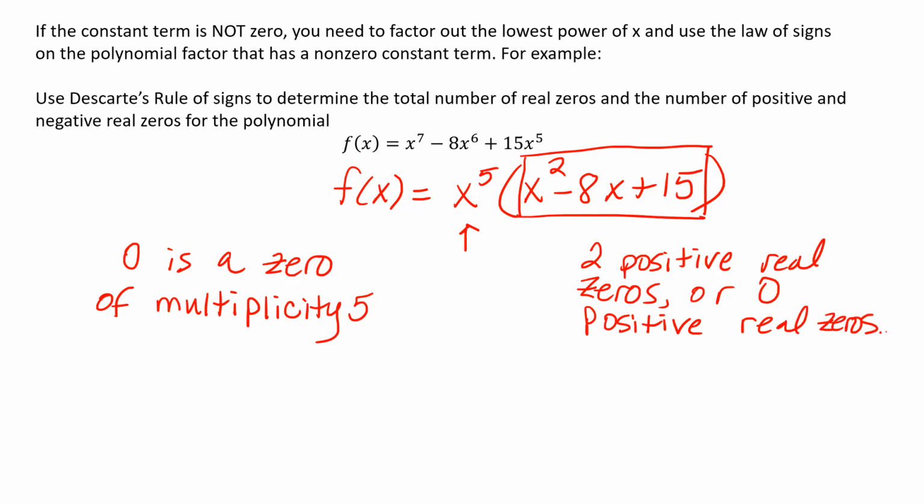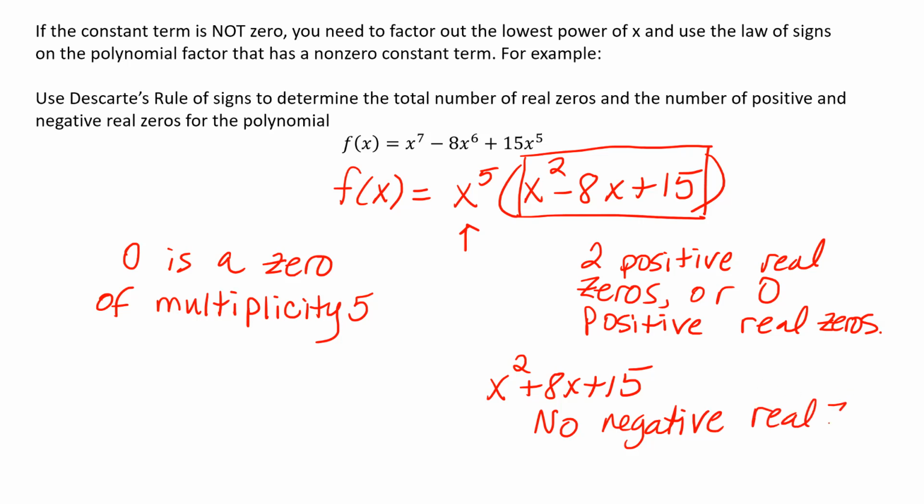To figure out how many negative real zeros it has, we need to put in negative x for that. If we do that, we're going to have x squared plus 8x plus 15, which has no sign changes, so there would be no negative real zeros. So the only possibility is we could have 2 positive real zeros or 0 positive real zeros. 5 of the zeros are 0, and then the other 2 could either both be positive real or they could be non-real, because there are no negative real zeros.